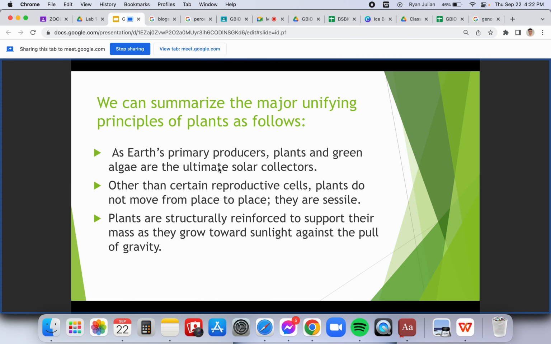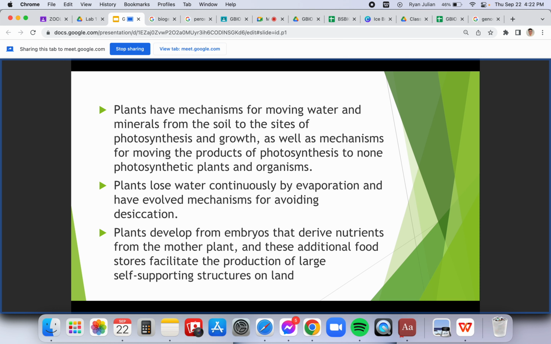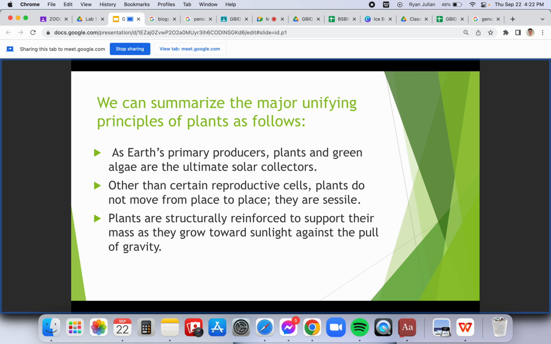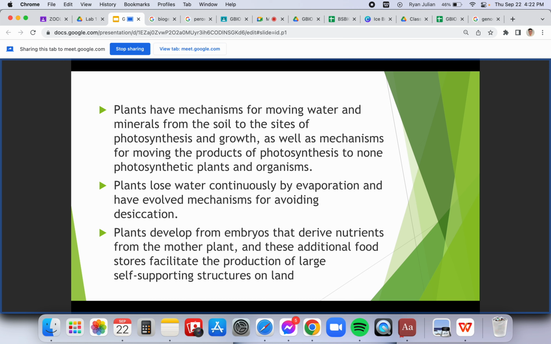Okay. Proceeding to our next slide that we have here. Continuation regarding the unifying principles of plants. I would like to mention, everyone, BSBio 4-6, that plants have mechanisms for moving water and minerals from the soil to the sites of photosynthesis and growth, as well as mechanisms for moving the products of photosynthesis to other parts of the plant via cell transport, which is the activity that you have to accomplish within the entire week. You're going to study how these nutrients move from the roots of the plants up to their flowering part, specifically for those plants that produce flowers.